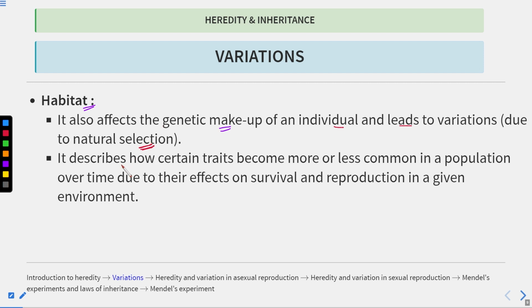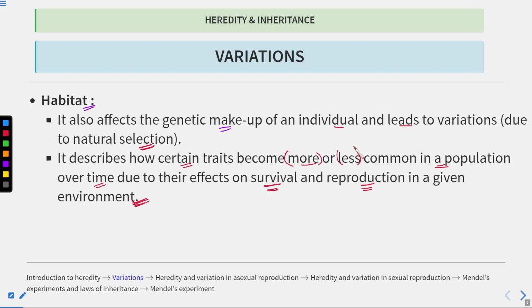So natural selection describes how certain traits can become more or less common in a population over time due to their effects on survival and reproduction in a given environment. Alright, so only those traits are selected which help the organisms to survive and reproduce when the environment is changing, or the traits which help the organism adapt to the changing environment will be favored, and the rest of the traits will be lost.